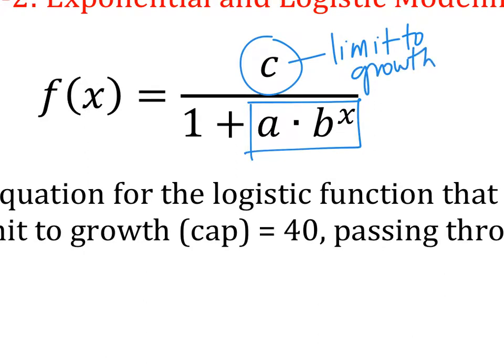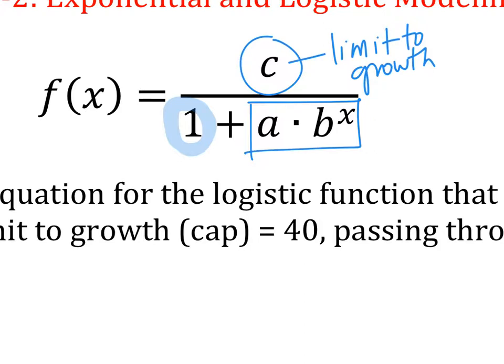Okay, when it's in this form where this part is a 1, so this is kind of the critical part. If that part is a 1 and you have a 1 plus some kind of exponential function with a c on the top, c is the limit to growth. That means that's the highest point this y can be. That means that is the horizontal asymptote. Okay? Only when this is 1.